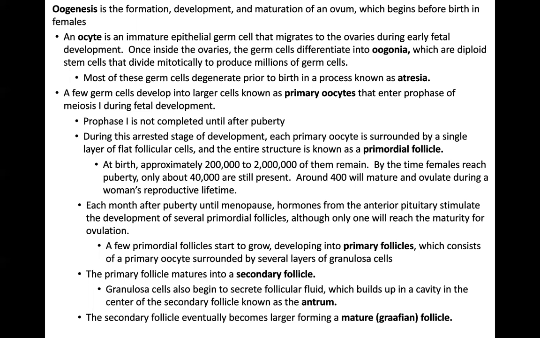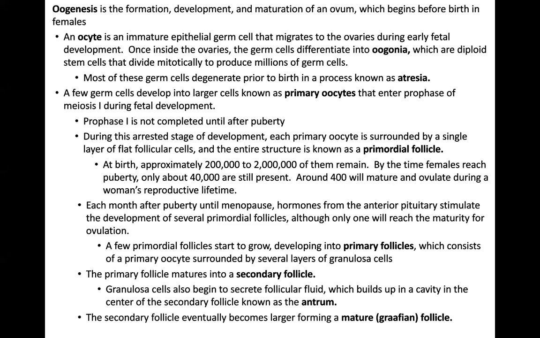And just like with spermatogenesis, we're going to trace everything back to a type of stem cell or germ cell, here an immature epithelial germ cell that migrates to the ovaries during early fetal development. Once inside the ovaries, these germ cells differentiate into oogonia, the plural of oogonium. They are diploid stem cells, so they have 46 chromosomes, and they divide mitotically to produce millions more germ cells. But most of these germ cells degenerate prior to birth in a process known as atresia.